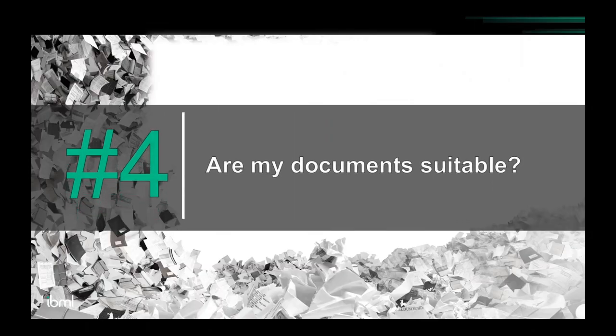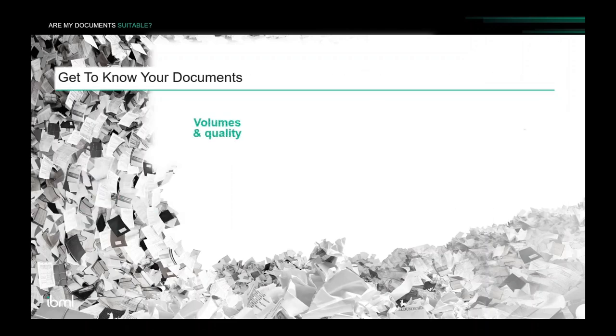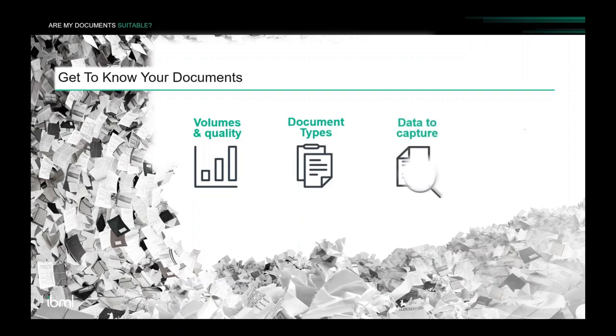The next area to focus on is the documents themselves. They're critical to the success of a capture automation project. Let's look at a few key areas. It's important to start by understanding the volumes and specifically the peak daily throughput needs. Also look to identify any poor quality documents that you need to deal with, such as photocopies. You need to know the types of documents and the data that you need to capture. And lastly, you need to identify the specific processing rules needed.